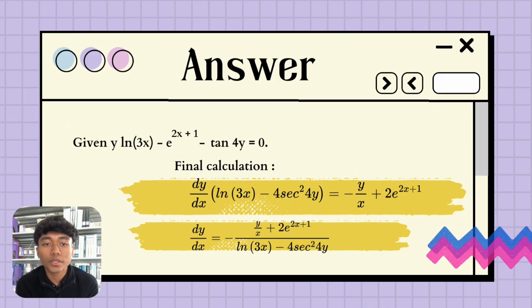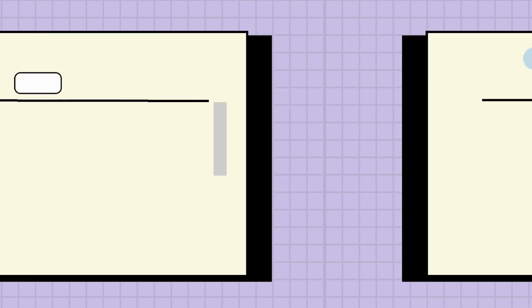So we will get dy dx times ln 3x minus 4 secant square 4y equal to negative y over x plus 2e power of 2x plus 1. And for the final answer, we will get dy dx equal to negative y over x plus 2e power of 2x plus 1 over ln 3x minus 4 secant square 4y.